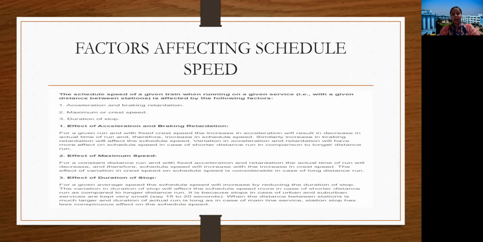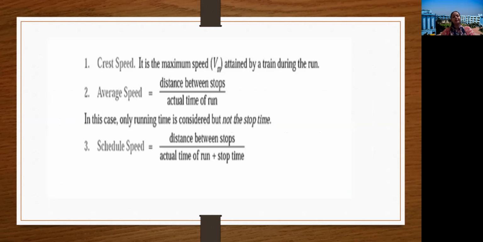Very important again, factors affecting schedule speed. What are the factors that are going to affect schedule speed? These are acceleration and braking retardation, number one. Number two, maximum or crest speed. And the third one is duration of stop. Now again, let me go to the last slide. Schedule speed is distance between stops divided by actual time of run plus stop time.